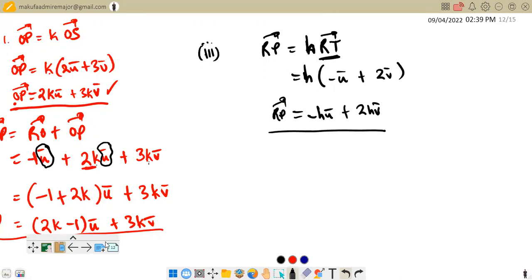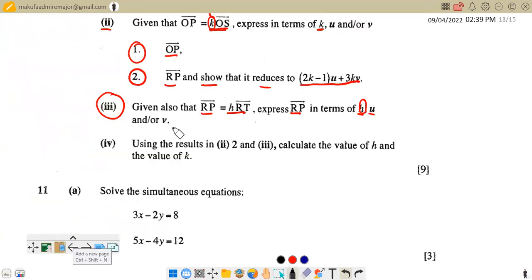Let's see the other question now. What are we given? Item 4. We are now given, using the results of item 2, where we calculated RP, and item 3, where we got our RP in terms of H, calculate the value of H and the value of K.